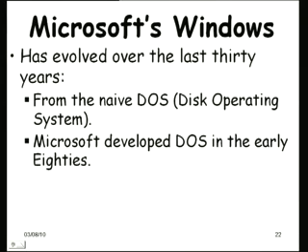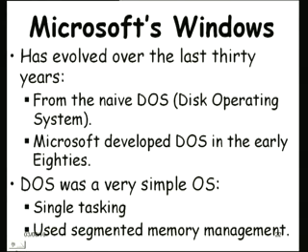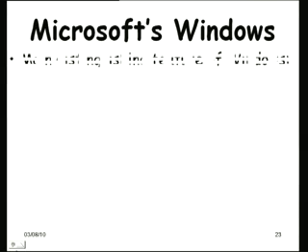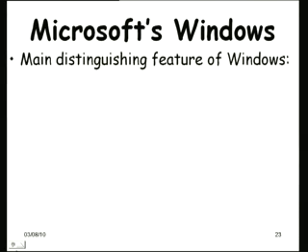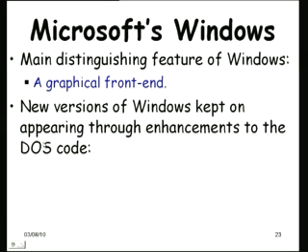The DOS, as we were saying, was developed in 1981, released in 1982. Very simple operating system. The DOS in those days was single tasking and used segmented memory management. And then the Windows appeared in 1986. The main distinguishing feature of the Windows from the DOS was a graphical front end. Initially, the Windows was also single tasking, but the graphical front end was one of the major innovations of the Windows operating system. Unix lacked that, and did not support it until Linux supported a graphical front end.